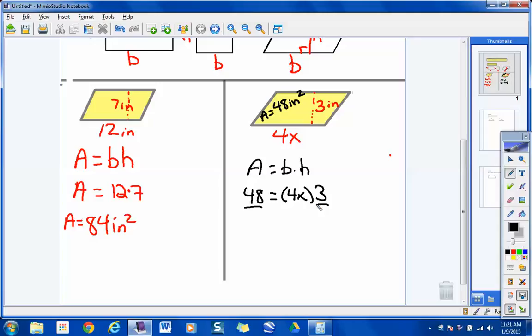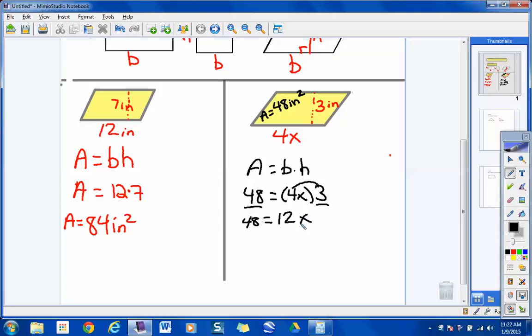Okay, help me out here, guys. On the left side, we have 48. On the right side, isn't this 4x times 3? What's 4x times 3 going to be in terms of x? 12x, right? Wouldn't the 3 times 4 right here be 12? So isn't that really 12 times x right there? Everybody agree 12x?